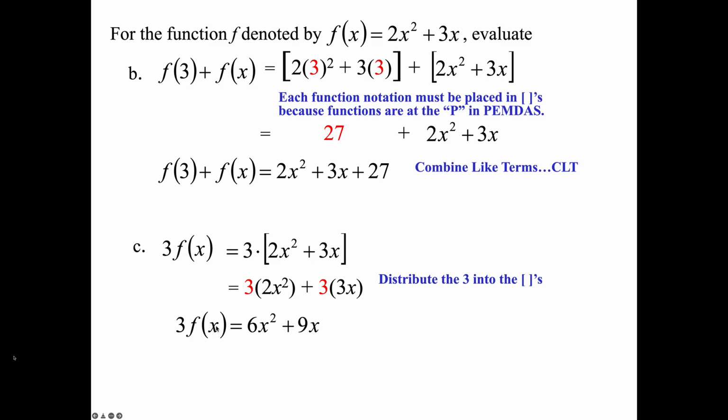Again, if x is in the parentheses, x has to be in your answer. As in part A, when they put 3 in the parentheses, you put 3 in and you come back with a number, no x's.